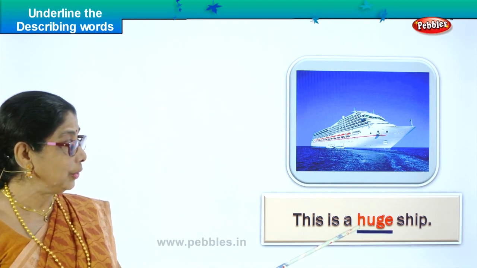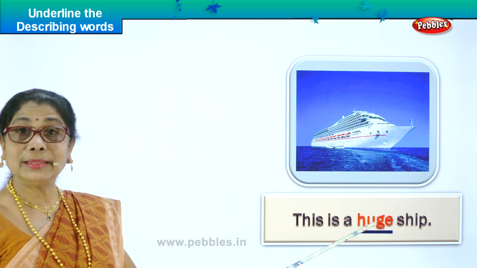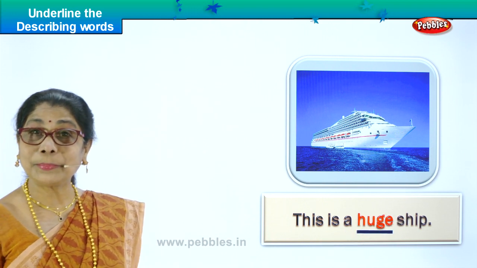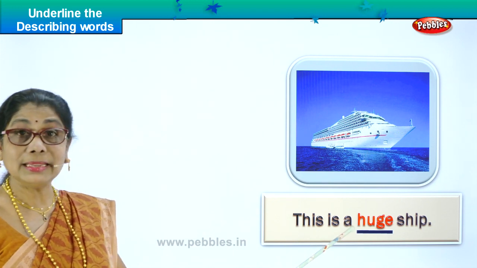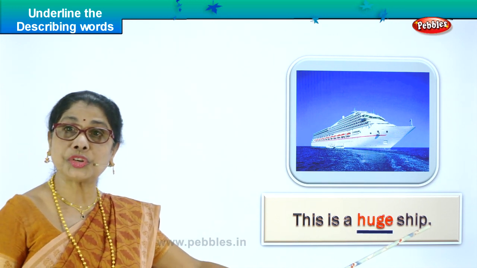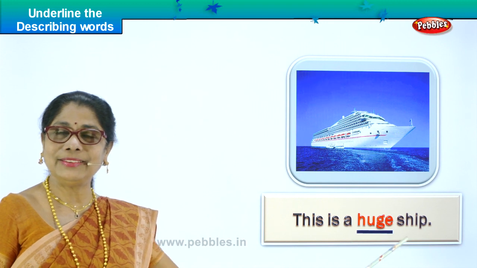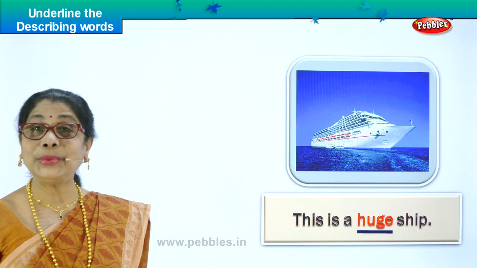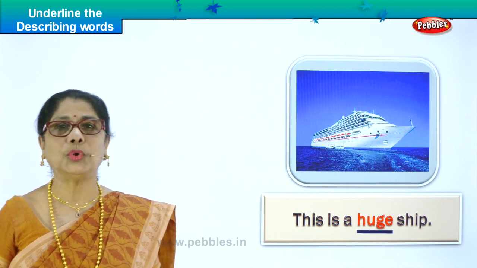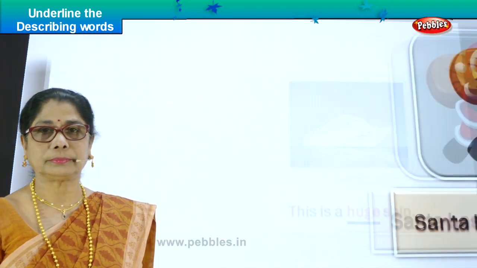We underline huge because the word huge describes the ship. Let's read the sentence together. This is a huge ship. Look at the sentence. You learn to read the sentence. You learn to identify the descriptive word huge. Good. Let's go to another picture.